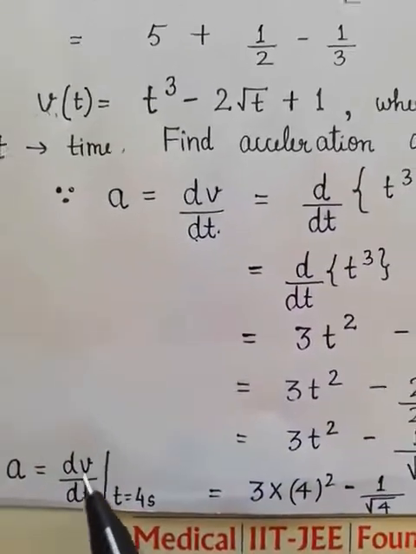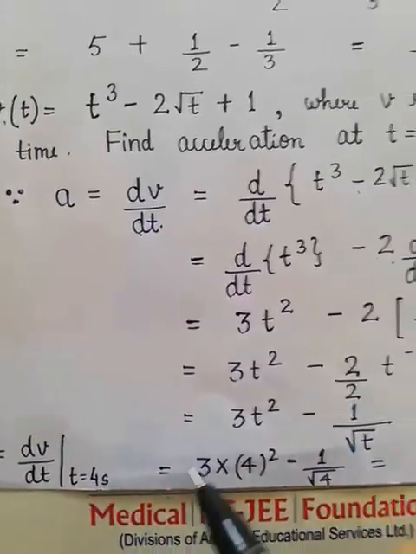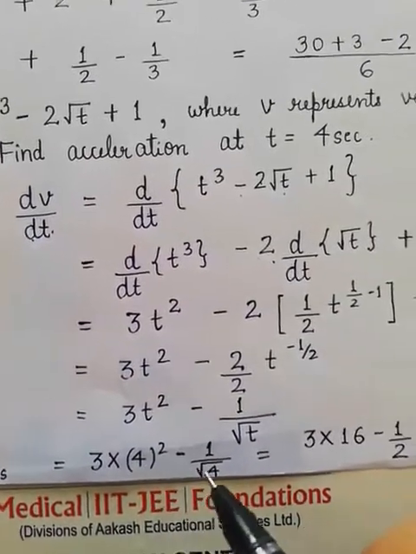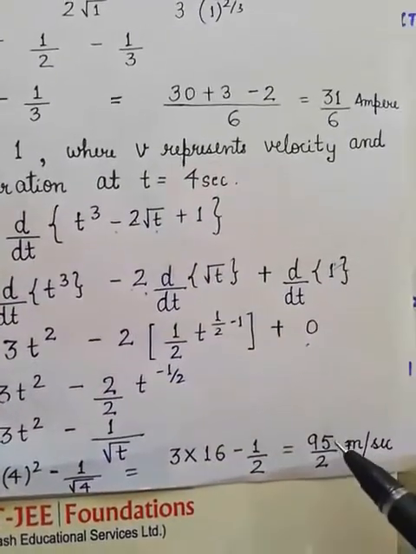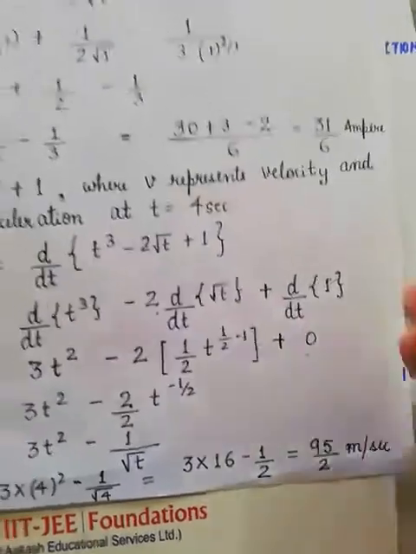You have to calculate this acceleration when the time was 4 seconds. So simply in place of t substitute 4 and you will get your answer 95/2 meter per second squared. Now look at the last example.